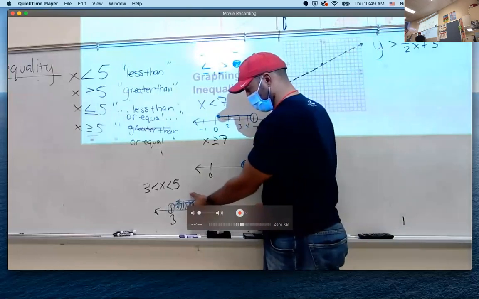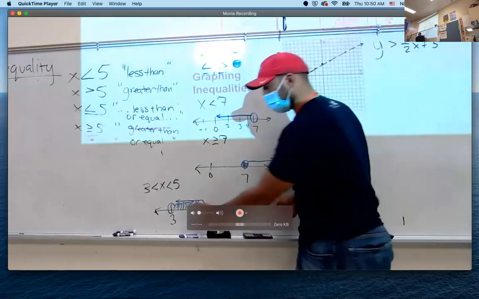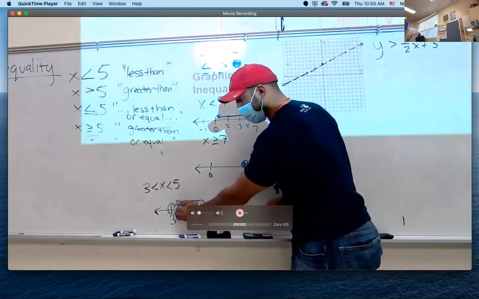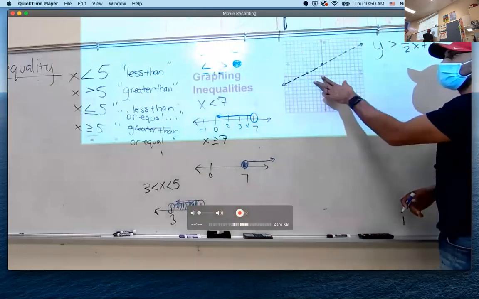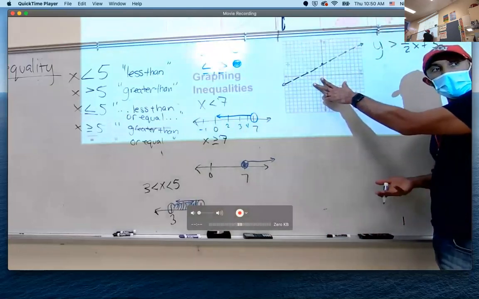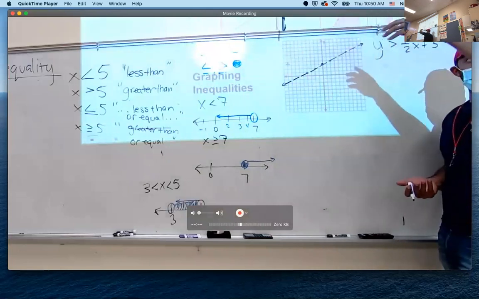How about this one? Anything in the middle, right? So anything 4, 3.5, 4.5. Okay, anything in the middle. This one's kind of the same. It's kind of like that. Except we're going to shade to show where the answers are.